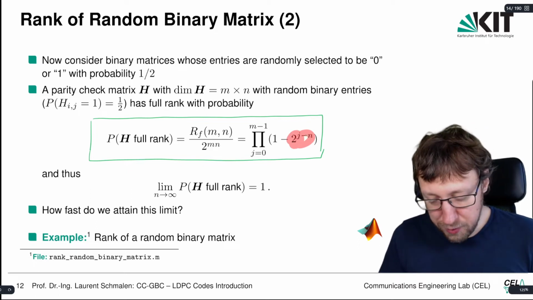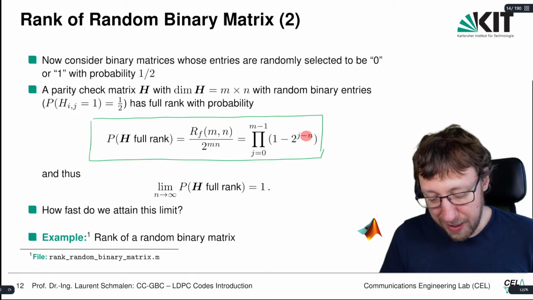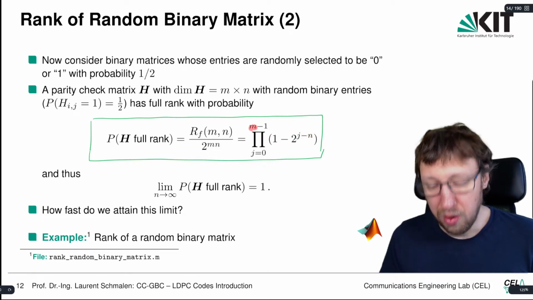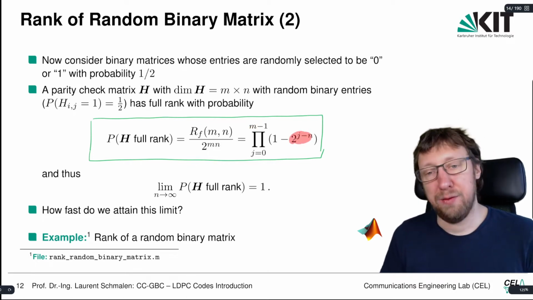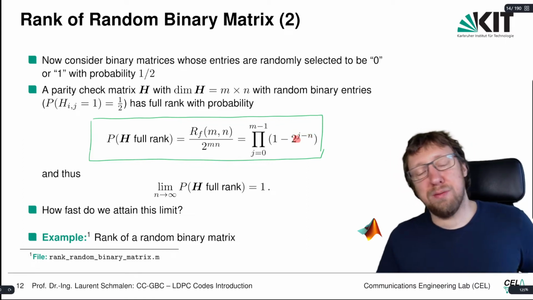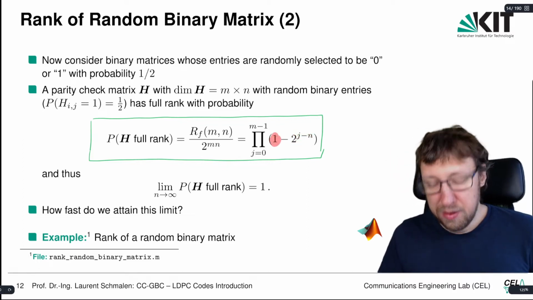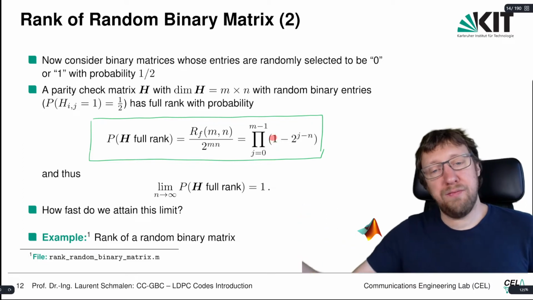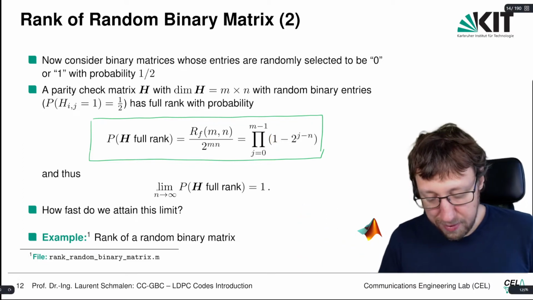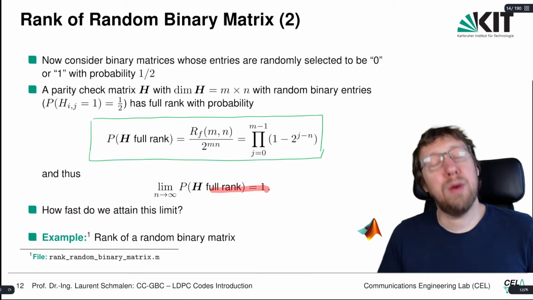This term becomes negligibly small. It's just 2 to the power minus n. M is smaller than n, so this will always be negative. This will always be very small, and this will essentially just be the product of ones. So in the limit, the probability that the matrix has full rank will approach 1.